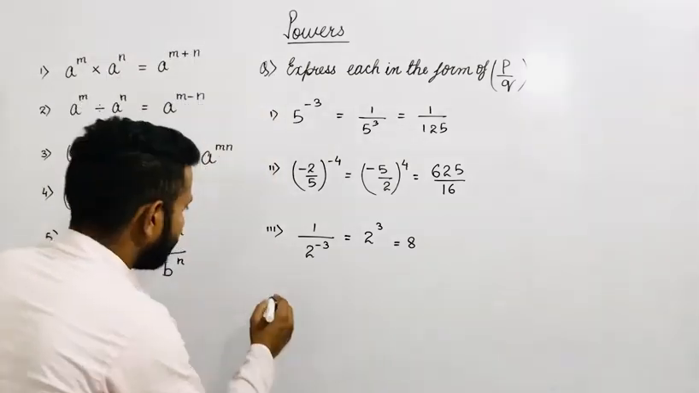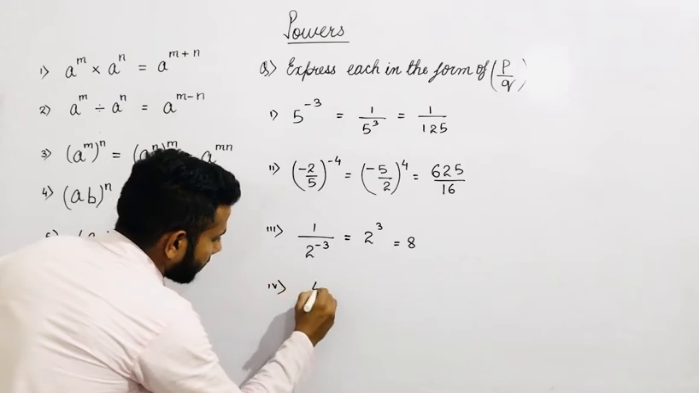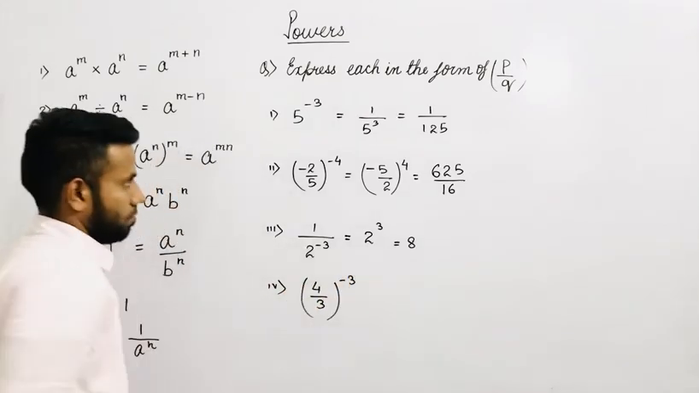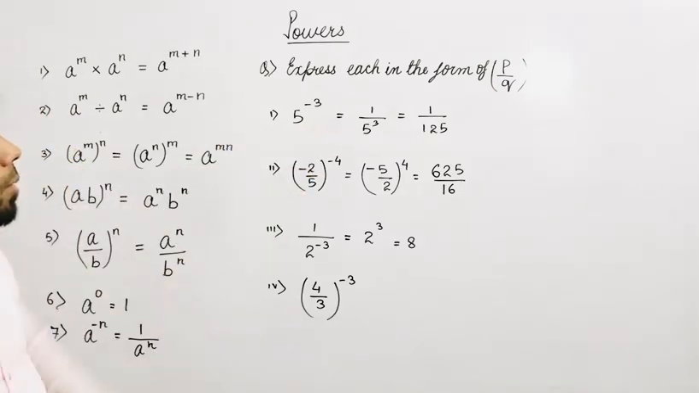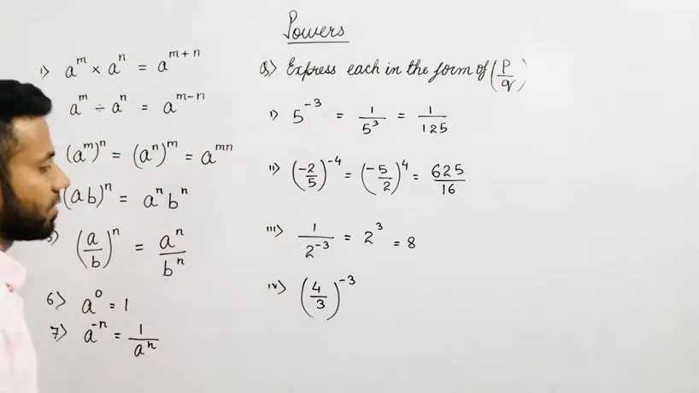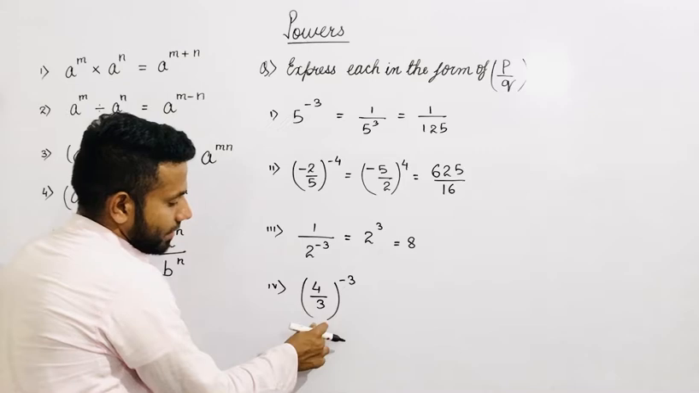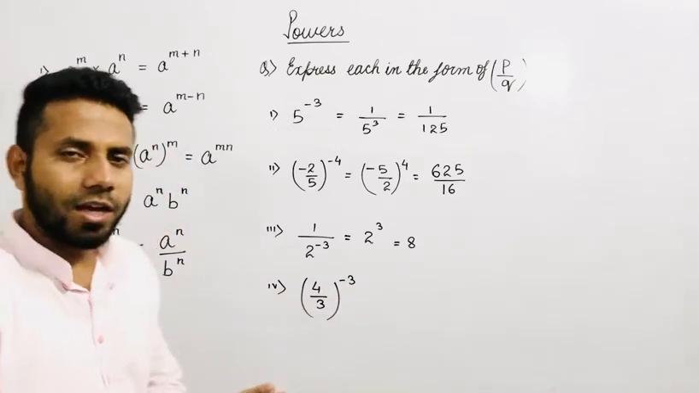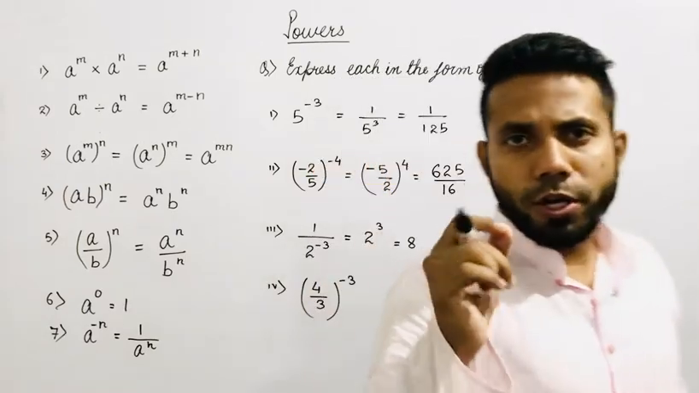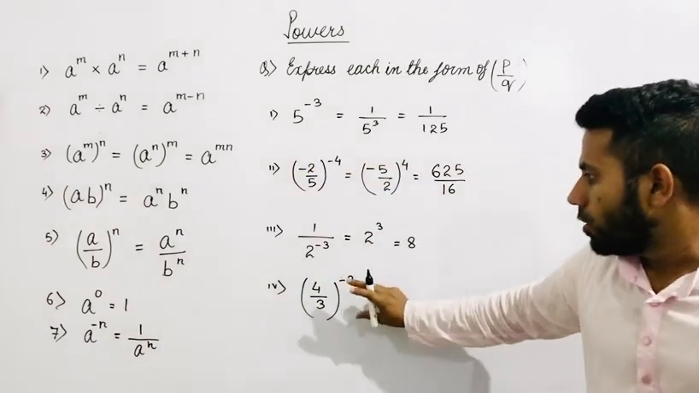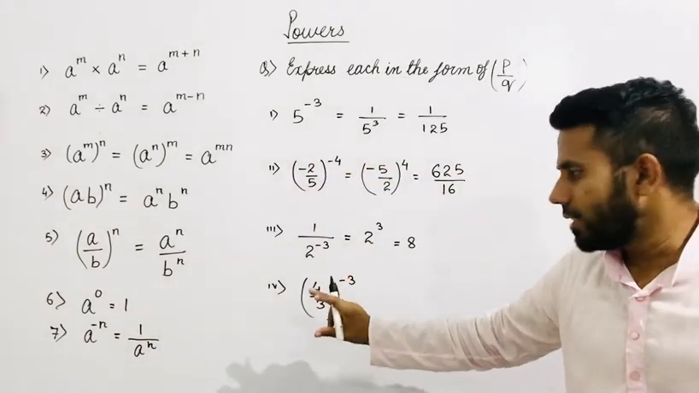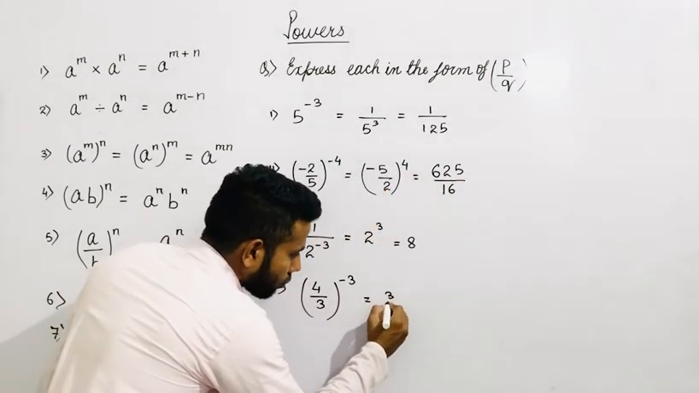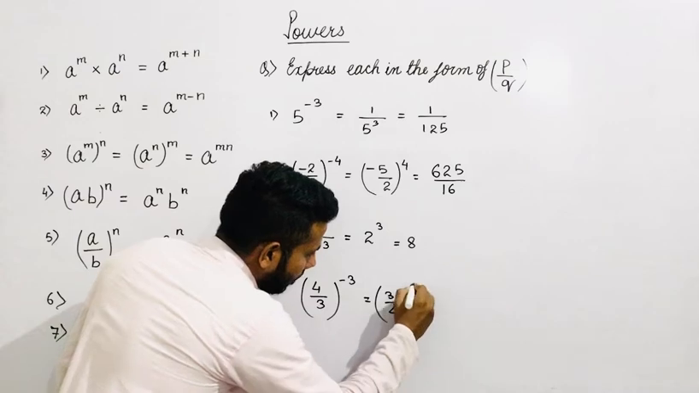If I give you an example, (4/3) to the power minus 3, then you have to convert it in the form of p by q. You see that the base is having a negative power. So what you need to do is just reciprocate the base. When you reciprocate the base, it becomes 3 by 4 and the power becomes positive.